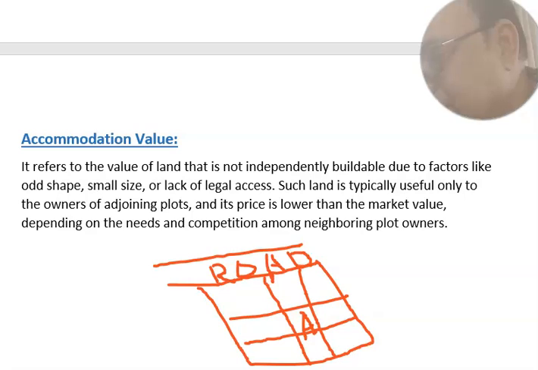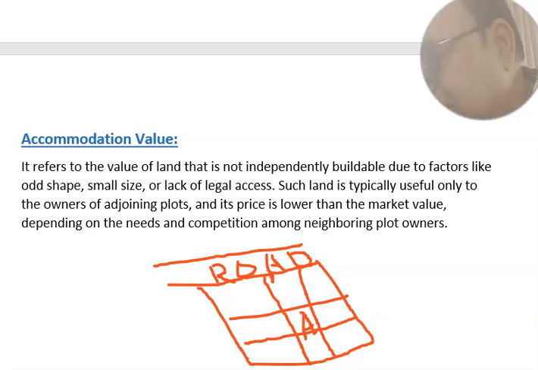Accommodation value. Please refer to this diagram. There are a total of 9 plots. Plot A has a road on this side and on this side. But the plot here has no road access, so he can take help from this plot. He does not have direct access from the road. So this plot's value will be reduced, and that value is called accommodation value.